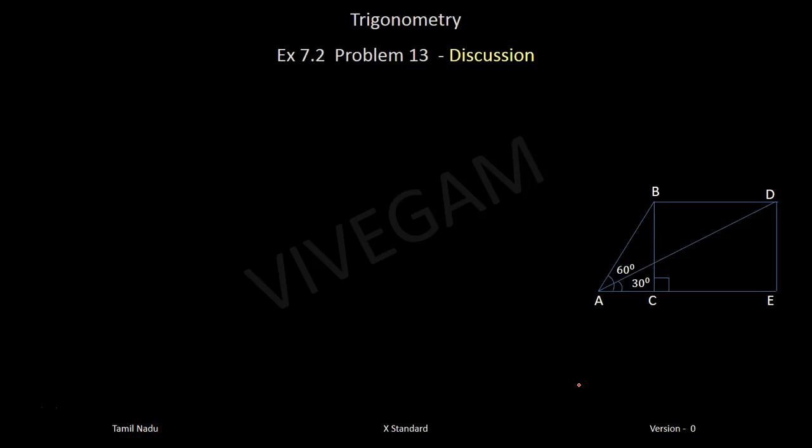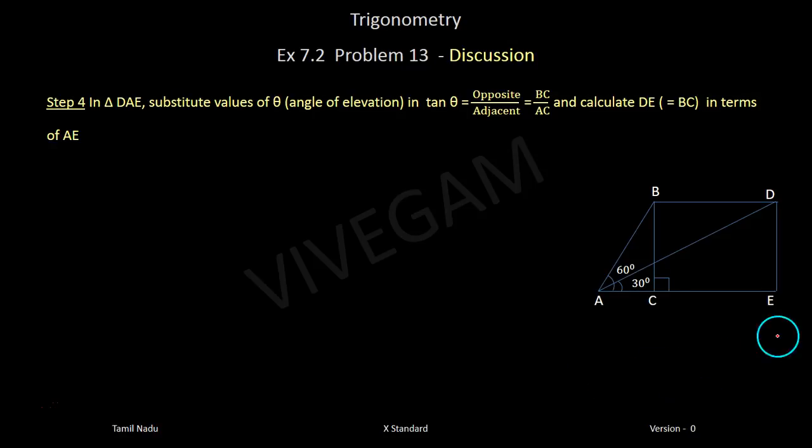Then step 4. In DAE, now what else? This we have already done. So this is another piece of information which we have. We need to work on that. Tan 30 in this triangle DAE is opposite by adjacent, that is BC by AC. You might be thinking why I am using BC. It is actually DE, but DE equals BC. We want to get all these distances in terms of BC, then only will we be able to calculate it. So actually tan theta is DE divided by AC, but since DE equals BC, I am writing it as BC by AC.